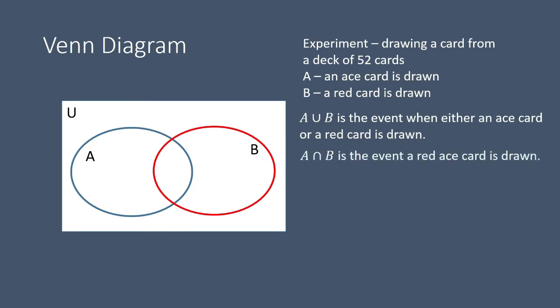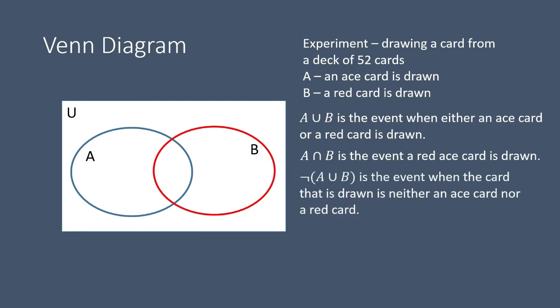How about this? A intersection B. In this Venn diagram, A intersection B is this region. How do you describe it in words? A intersection B is the event when an ace card that is red is the one that is selected. So it is the event when a red ace card is selected.